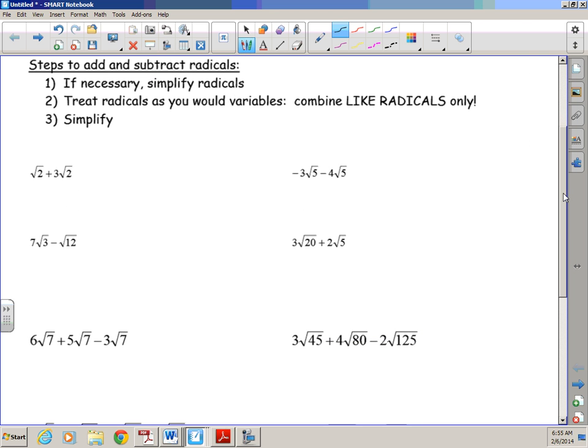So what are our steps? If necessary, simplify the radicals. Treat radicals as you would variables. Combine like radicals only, and then, if still necessary, simplify.